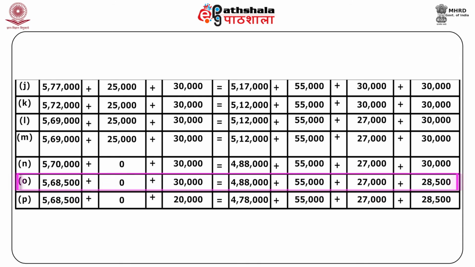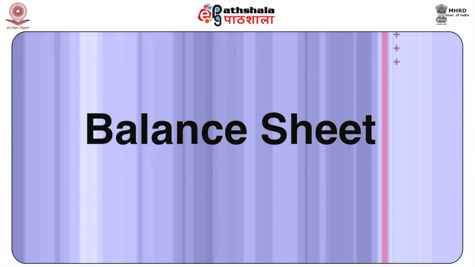On O part, we have 5,68,500 of capital plus 30,000 of liability, which will give 4,88,000 of cash plus 55,000 of stock plus 27,000 of furniture plus 28,500 of debtors. Then on P part, we have 5,68,500 of capital plus 20,000 liabilities, which will give 4,78,000 of cash plus 55,000 stock plus 27,000 of furniture plus 28,500 of debtors. Now let's come to balance sheet part.